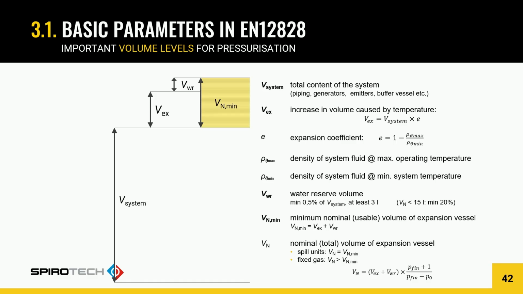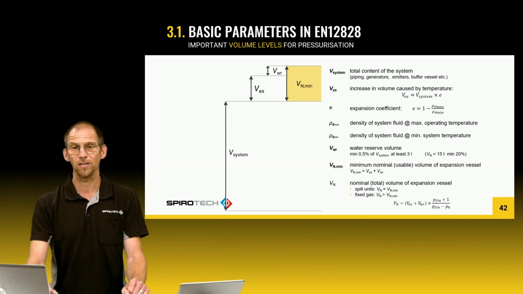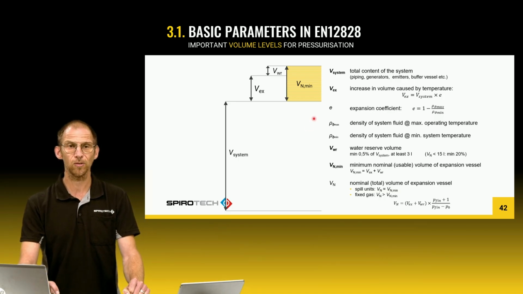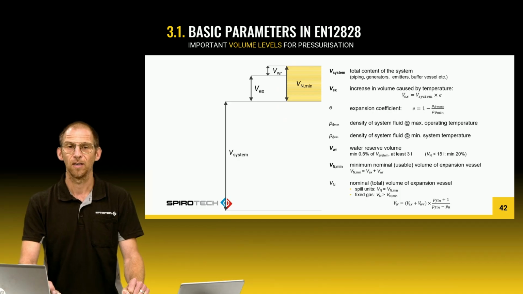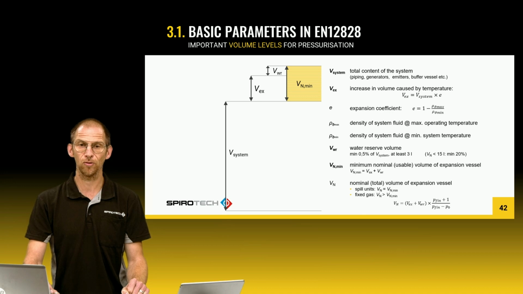Now, a quick check. For a correct selection, we need a few volumes, which are sometimes really hard to get, and they all must be calculated from system values. First, the total water content. That's a difficult one, and we often see issues with getting the total water content of the system because it's just not known. From that value and the temperatures or densities, we get the thermal expansion volume. On top of that, we add a water reserve for top-ups, so these are shown here, and bleeding. Together, these define the minimum usable vessel volume, which leads to the nominal vessel size in the next steps.